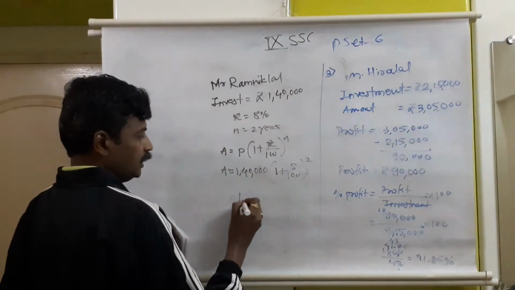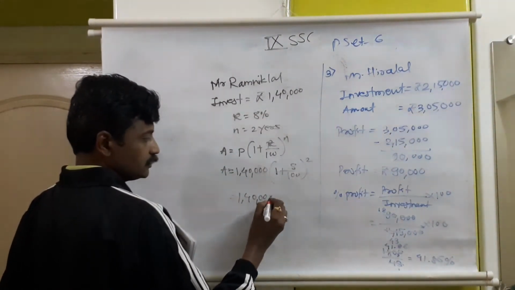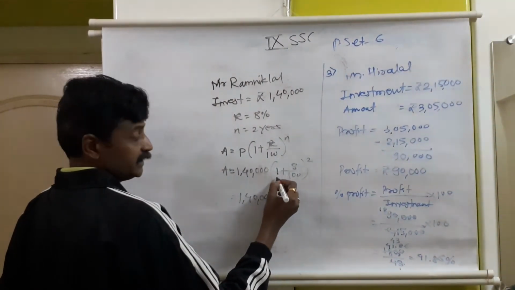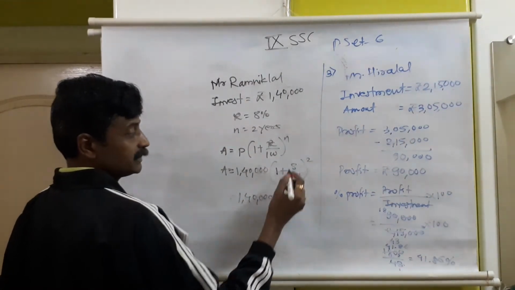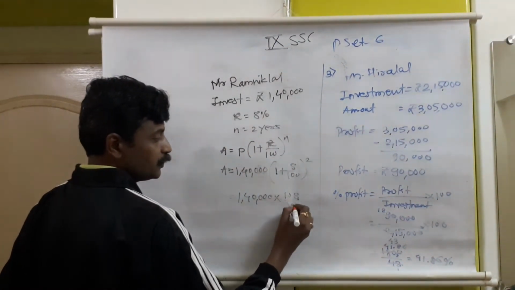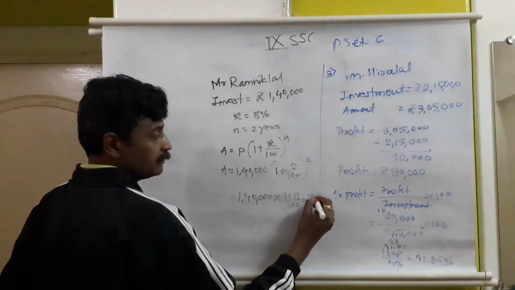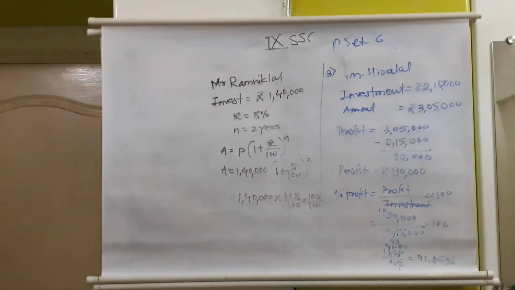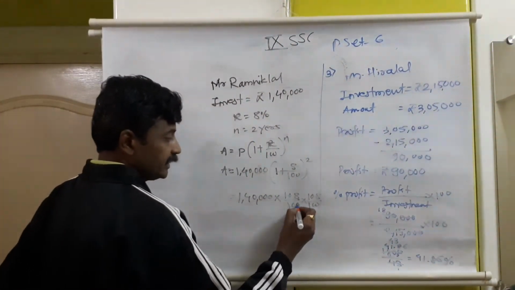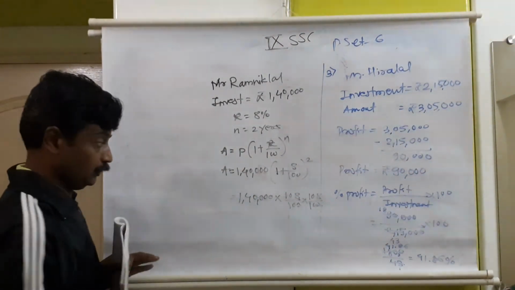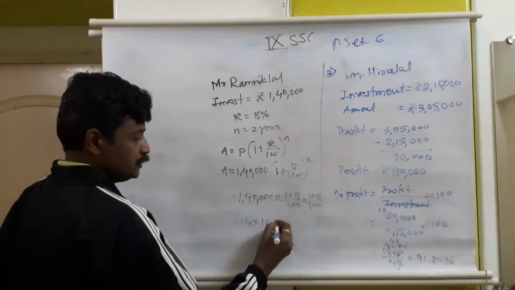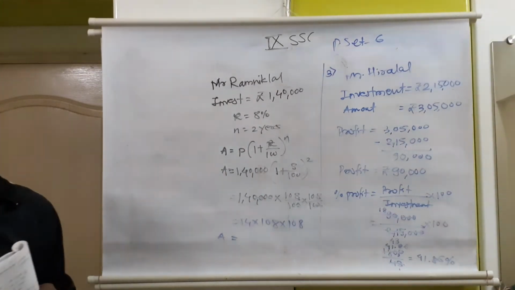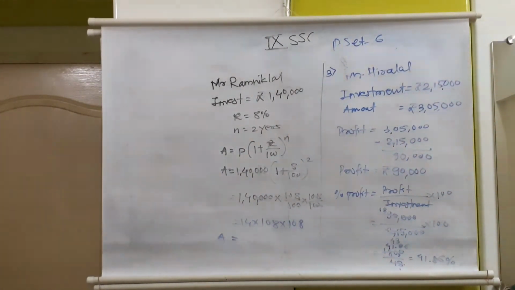So it will be 1,40,000 into, this is the denominator of 1, which is 1. By cross multiplication, 100 ones are 100 plus 8, 108. 108 upon 100 raised to 2 means again it will be multiplied by 108 upon 100. So we have to simplify this. 2 zeros get cancelled, again 2 zeros get cancelled. What is remaining here? 14 into 108 into 108 will be the amount which Mr. Ramniklal is going to get back.